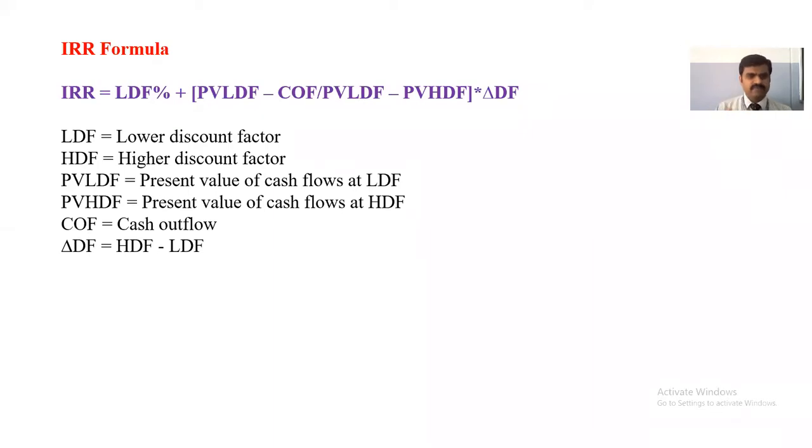And what is COF? Cash outflow. And what is delta DF? That is the difference between, pardon? HDF minus LDF. Yeah, very simple. It is the difference between the discount factors, that is HDF minus LDF, and then you apply that in your formula, you get the IRR.